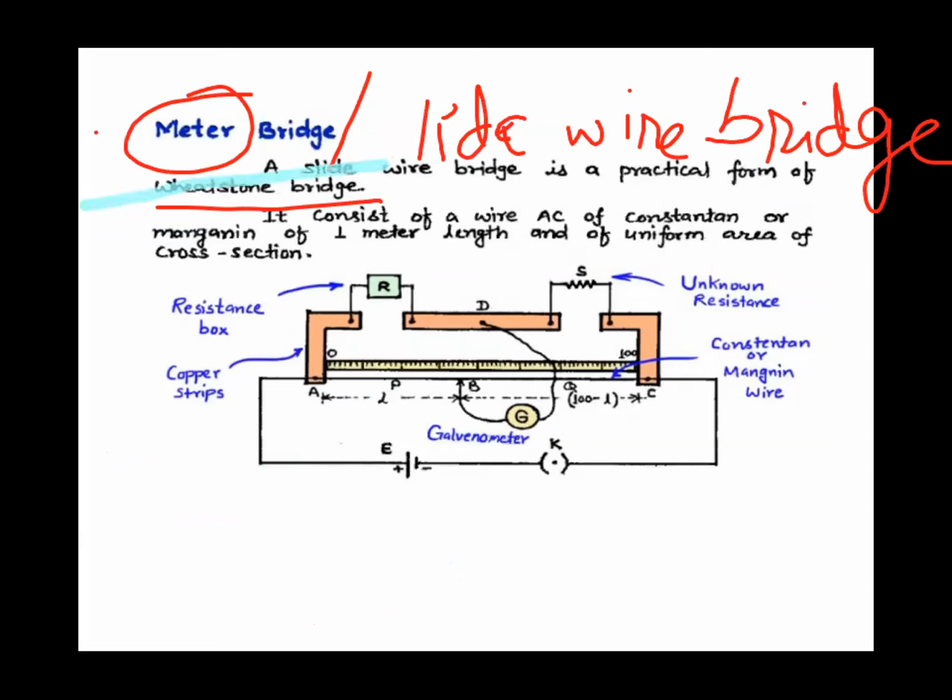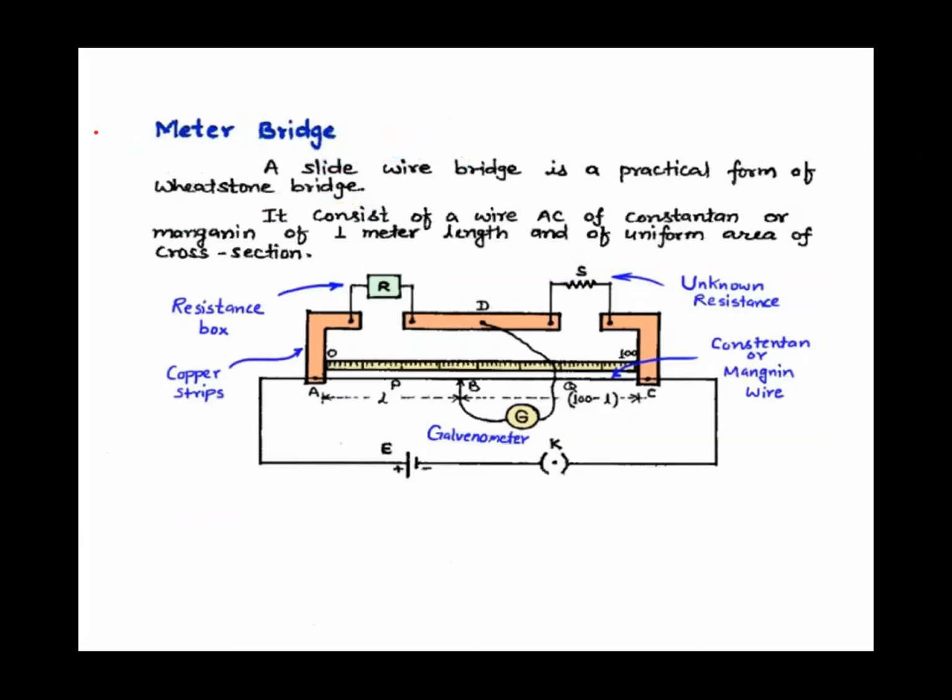Now let's see the construction, how we can construct a meter bridge. So children, here we can see that this is your setup, right children? Here we have a 1 meter long magnetic wire, and it should have a uniform cross-sectional area. Yesterday I explained why we are taking these wires, right? Next, the wire is stretched and it is fixed over a wooden board.